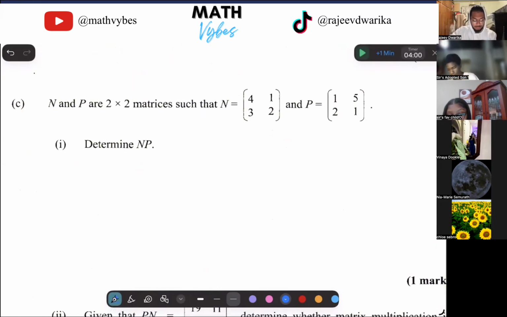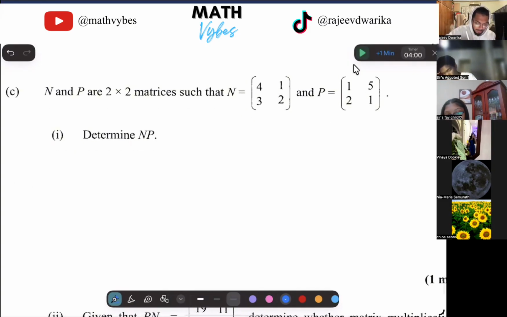Part C. Do I have any volunteers? It's real easy. You know what, Nia, help me with this question. Get the question I read from her. N and P are 2 by 2 matrices, such that N equals 4, 1, 3, 2, and P equals 1, 5, 2, 1. Determine NP.